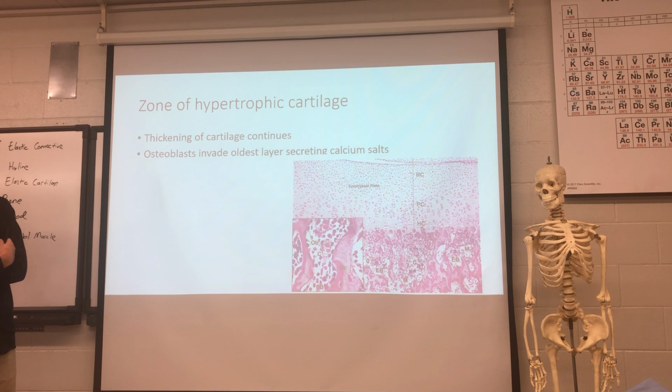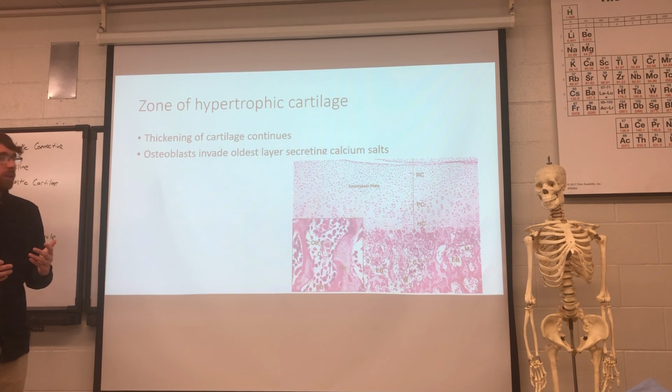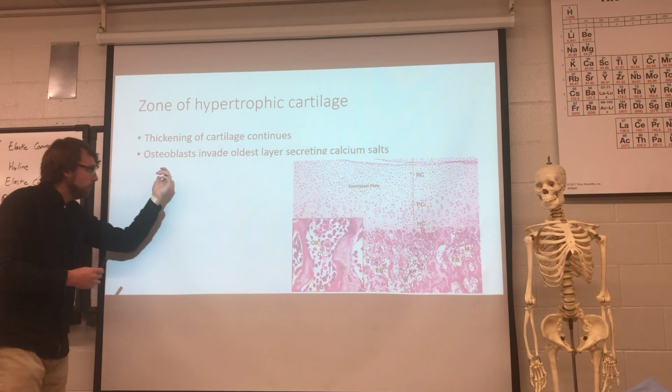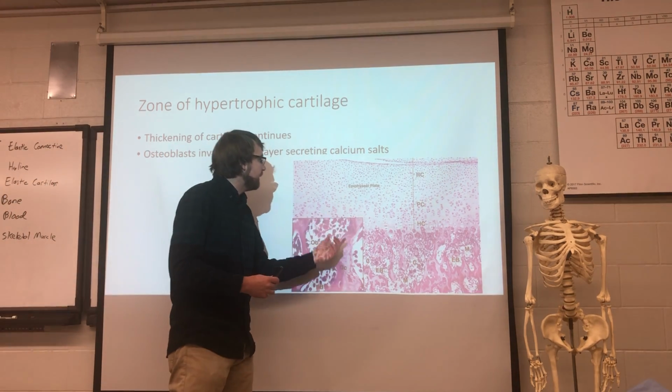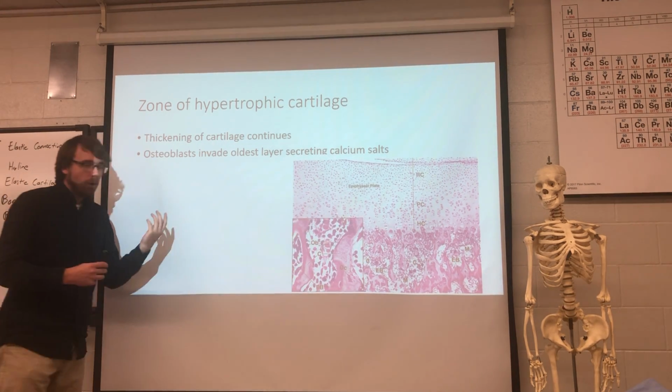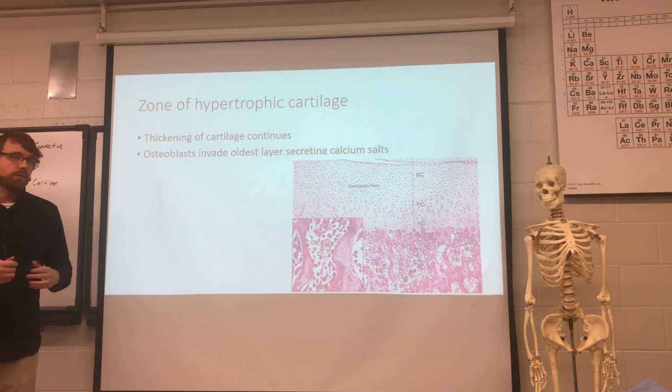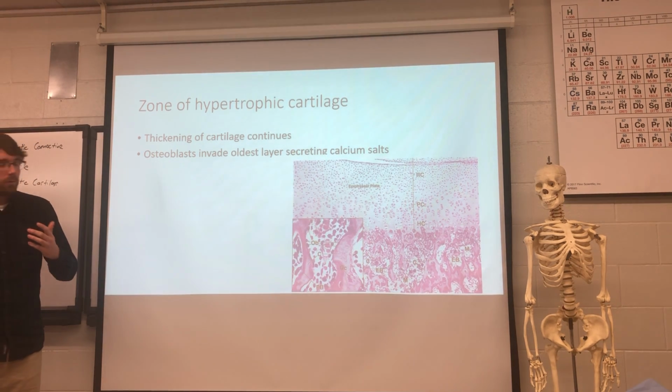Now we get to the zone of hypertrophic cartilage. As those cells that have reproduced age, that cartilage continues to thicken, and then osteoblasts begin to invade the oldest layer, secreting calcium salts. So these osteoblasts invade into this cartilage, and they start to turn it from cartilage to bone.